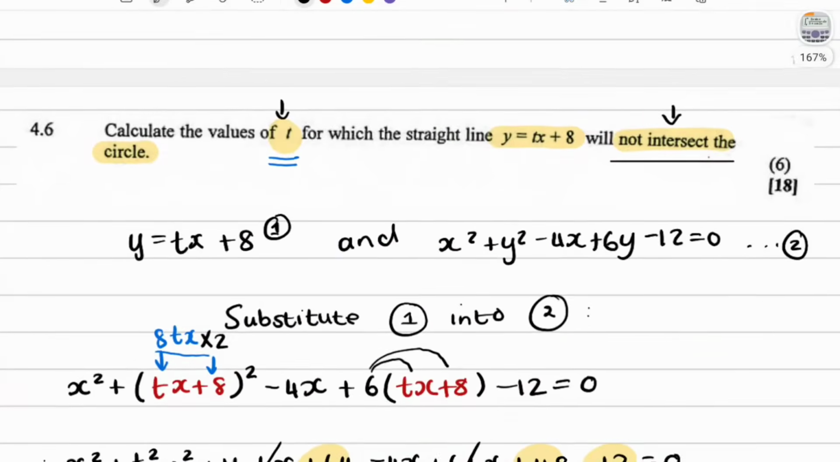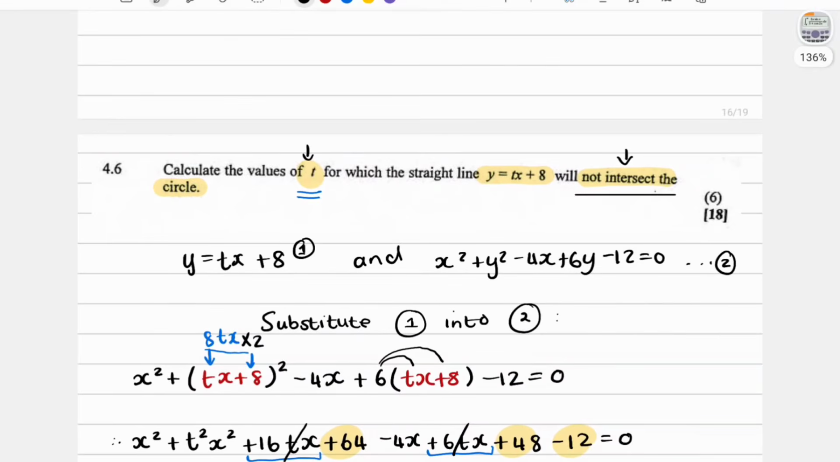So it's a long one. Let's see why it's 6 marks. So that's the answer. And I can bring back the visual example back so that you can see what is actually happening.